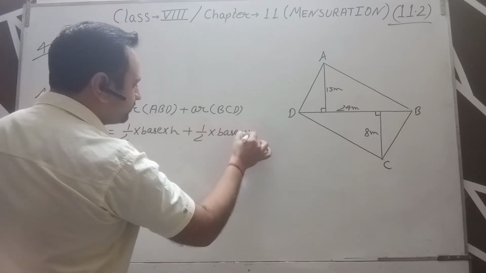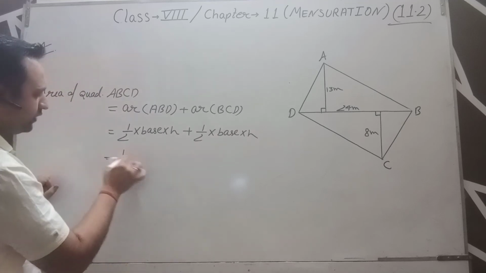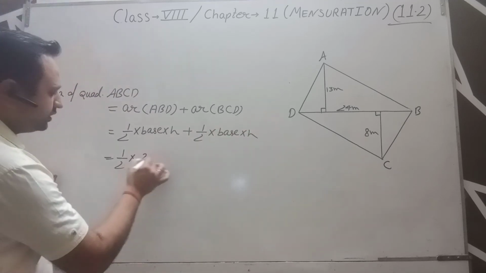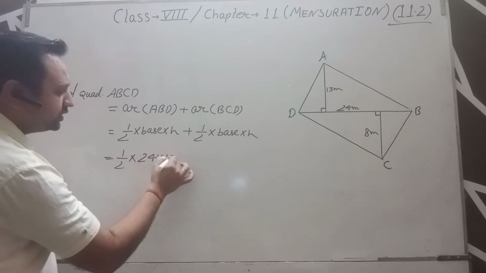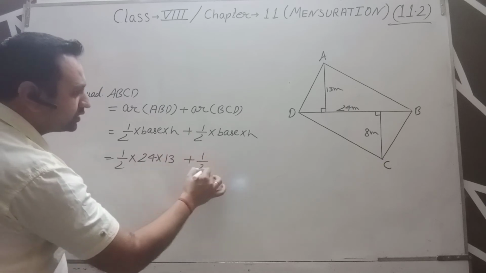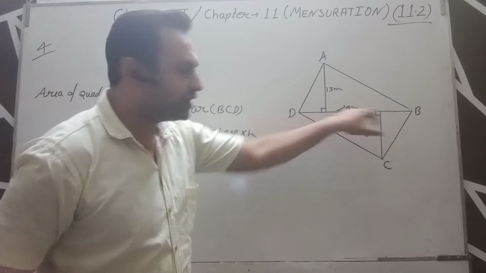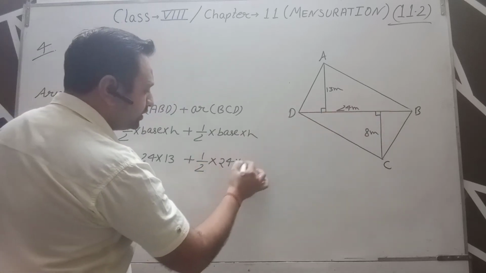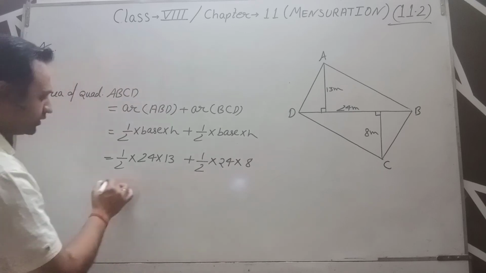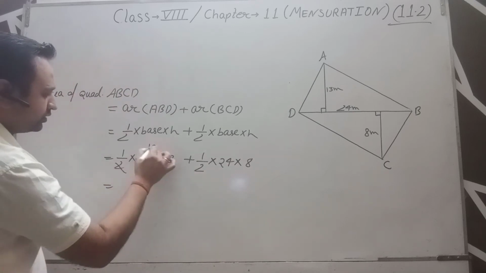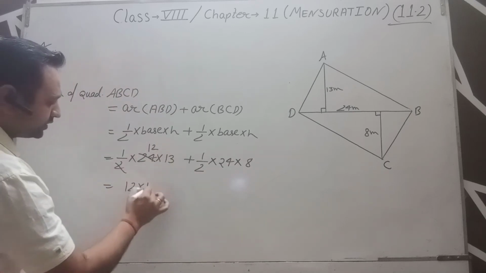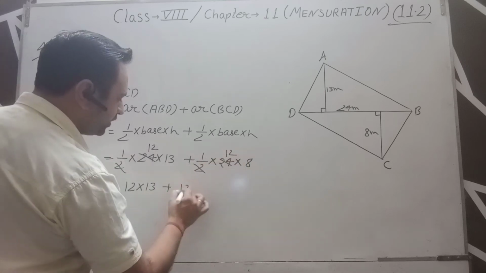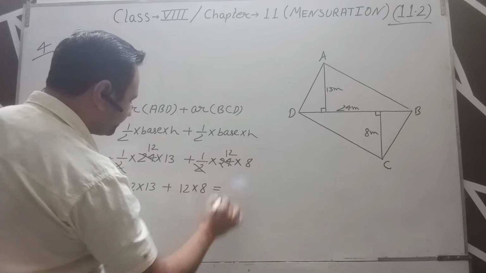Now we observe that in the triangle ABD, what is the length of base? 24 meter, and the height 13 meter. And in the triangle BCD, base again 24 meter and the height 8 meter. So it is 12 multiply 13, and it is 12 multiply 8.